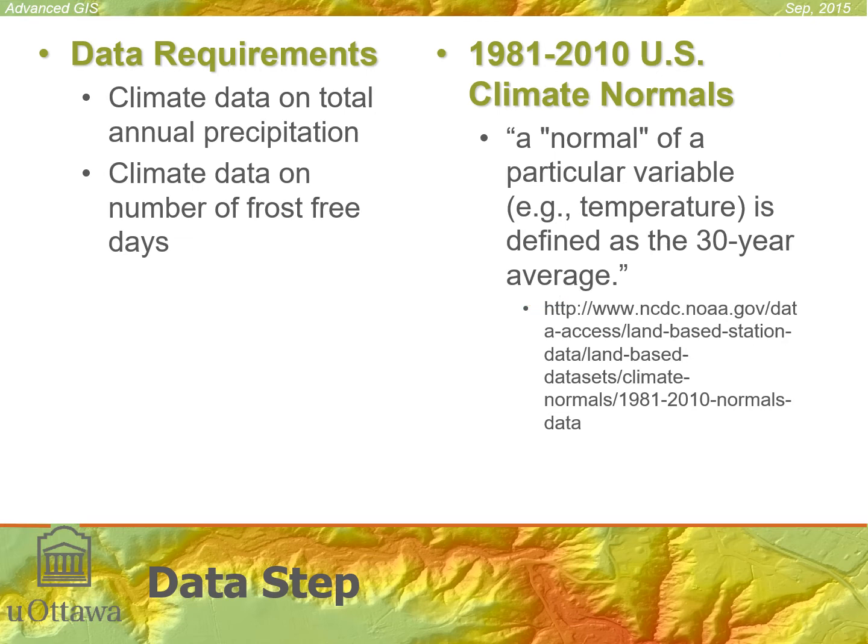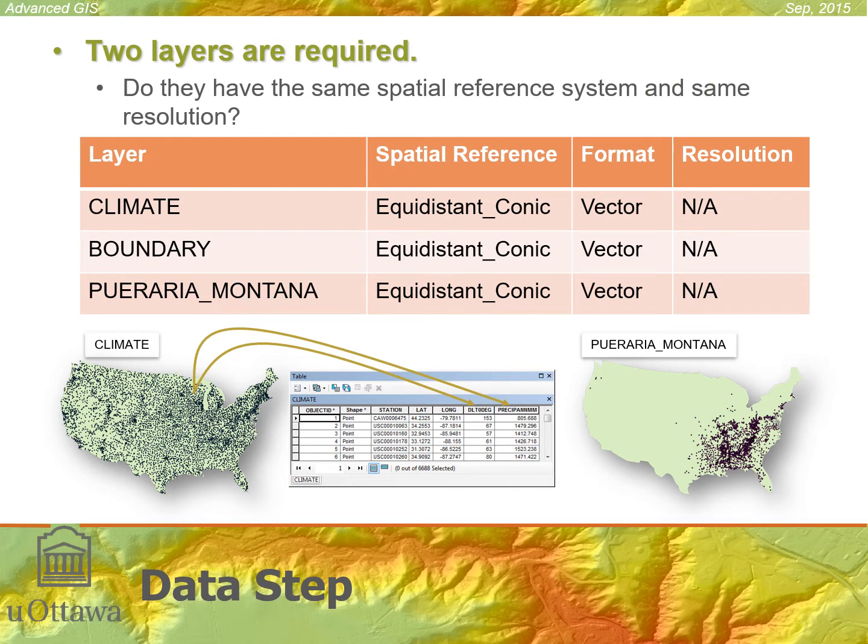And the data I got from here. Now our data is all as points, because these type of data are measured at climate stations. So this is what the climate data looks like. It's a bunch of points, which we can't do much analysis with by itself. So we make our little table. We have a layer for climate.